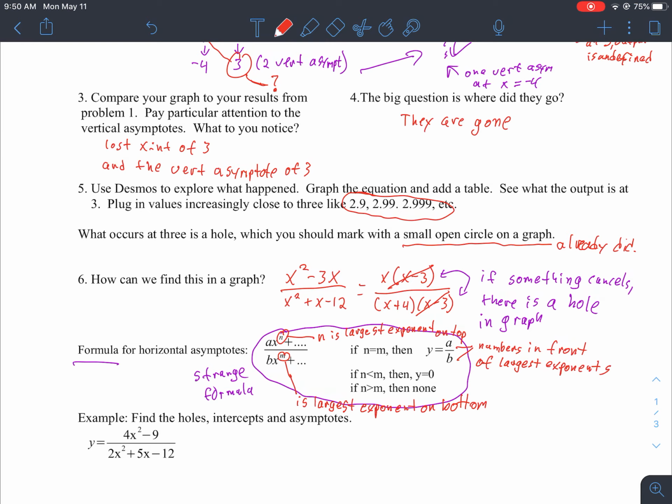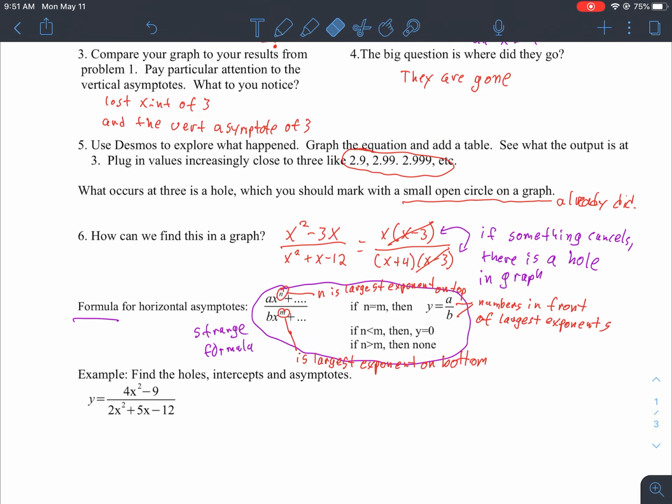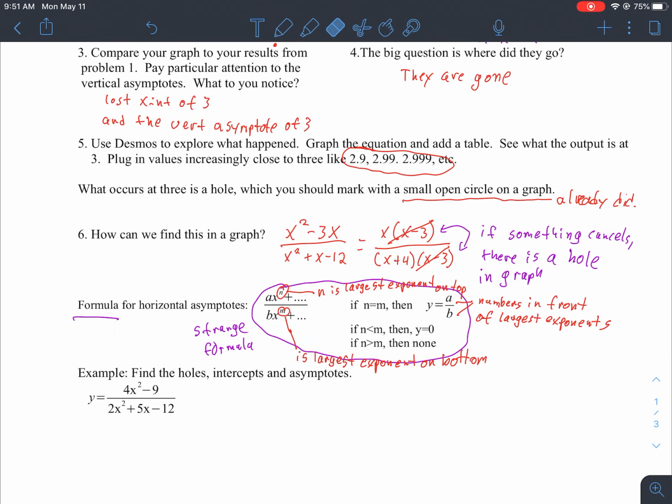Okay. If the top exponent is smaller than the bottom, then the horizontal asymptote is y equals 0. If the top exponent is bigger than the bottom exponent, there are no horizontal asymptotes. And I have looked into why all of this is true, and the explanation is very complicated, and trust me, you don't want to know. It just works. Okay, so let's try it out.